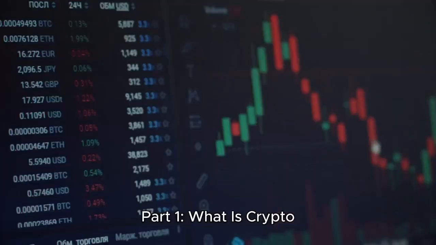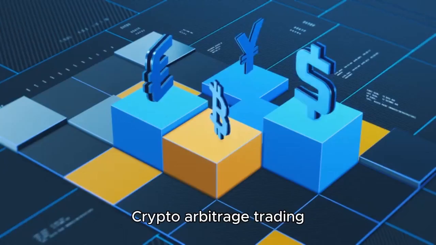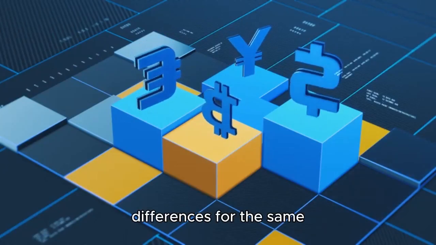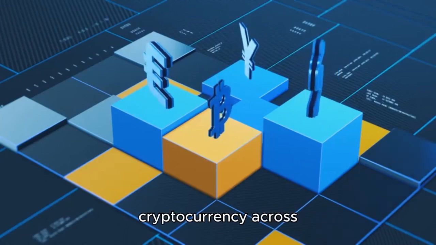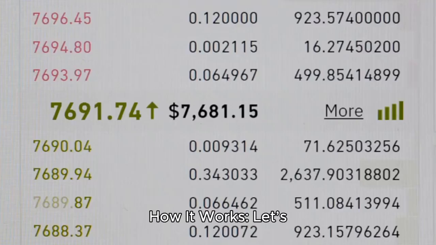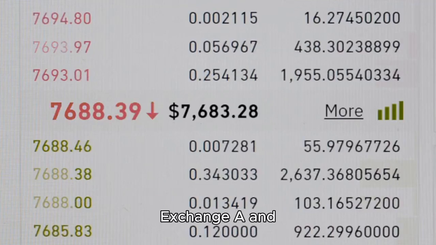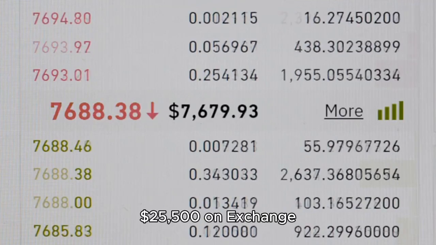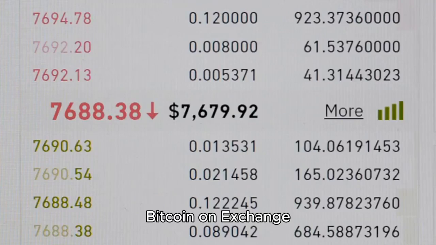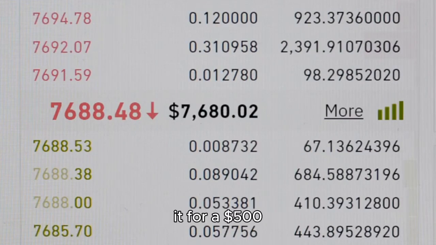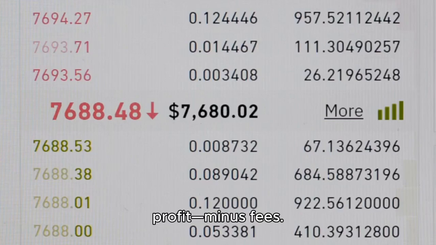Part 1. What is crypto arbitrage trading? Crypto arbitrage trading is a strategy where traders exploit price differences for the same cryptocurrency across multiple exchanges. How it works: let's say Bitcoin is priced at $25,000 on exchange A and $25,500 on exchange B. A trader can buy Bitcoin on exchange A, transfer it to exchange B, and sell it for a $500 profit minus fees.